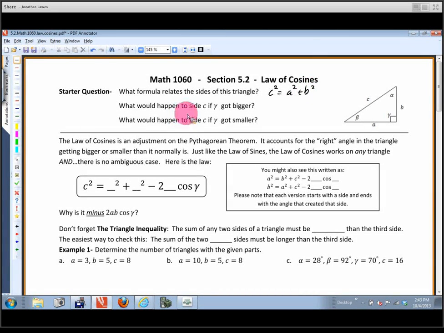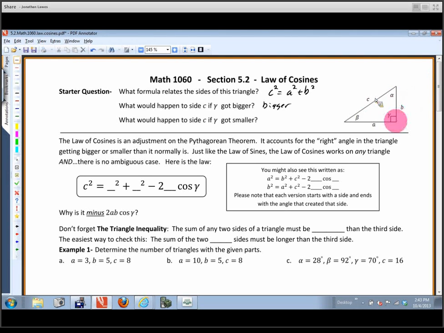Okay, and now a couple of thought questions. What would happen to side C if angle gamma got bigger? So let's say that side B and side A were set lengths, and then we let angle gamma get bigger. So let's say it was out like this, a little more than 90 degrees. Think about what happens to side C. Well, side C is definitely bigger than it used to be. So making that angle larger changes the hypotenuse so that it's longer.